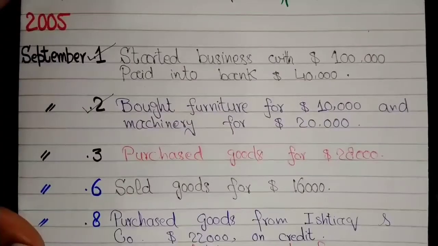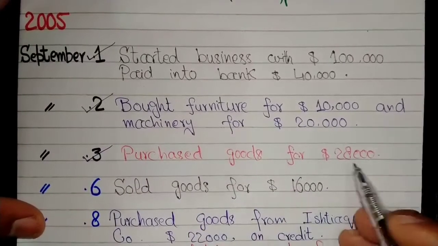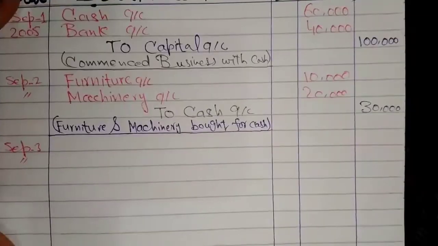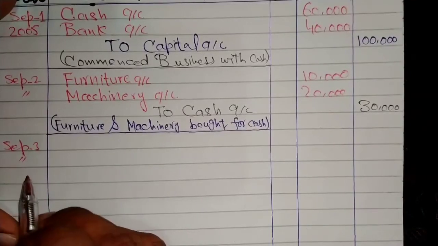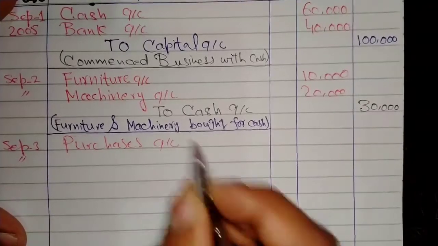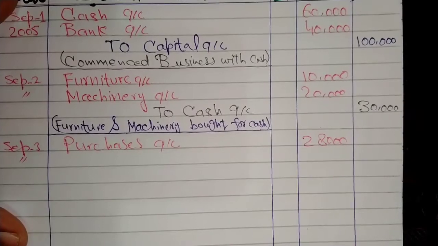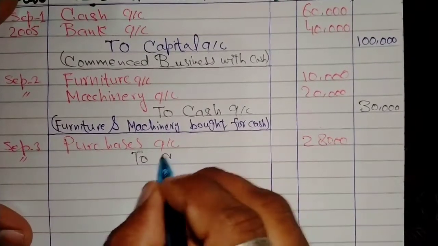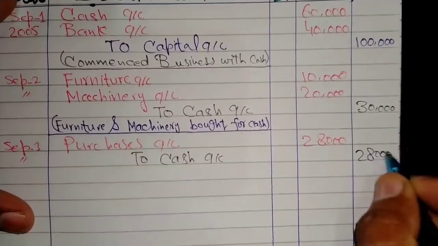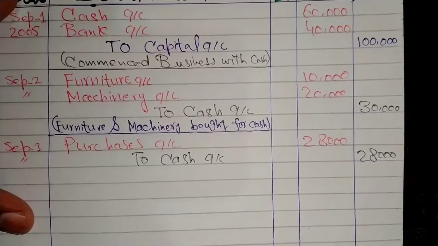Next transaction on September 3rd: purchased goods for cash, amounting to $28,000. It is a very simple entry. On date September 3rd 2005, purchases account debit with amount $28,000 to cash account credit, because the transaction has been done on cash basis, with the same amount for debit and credit, with description.